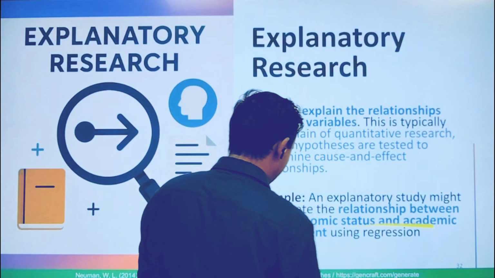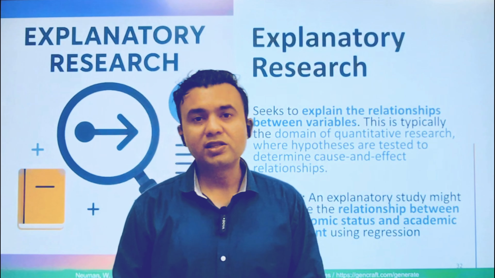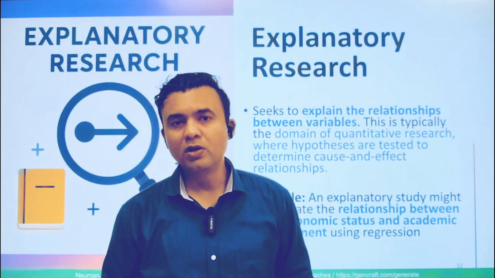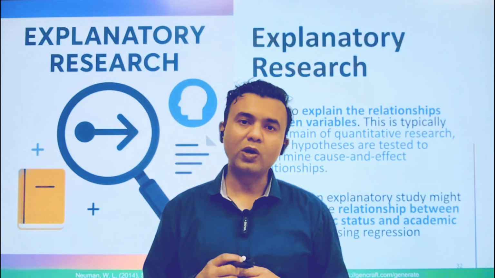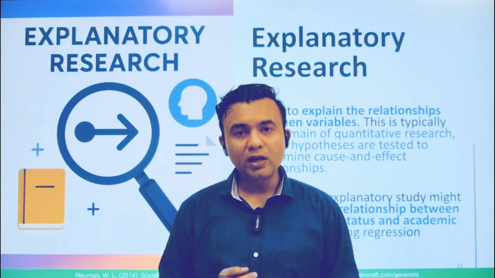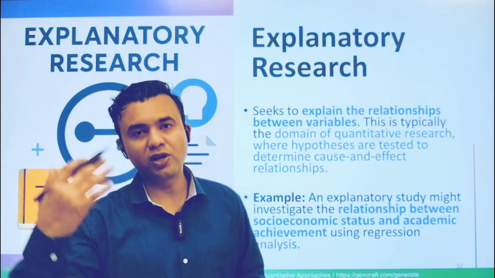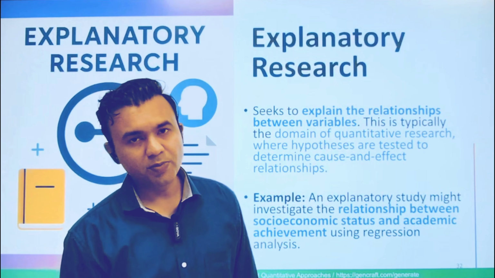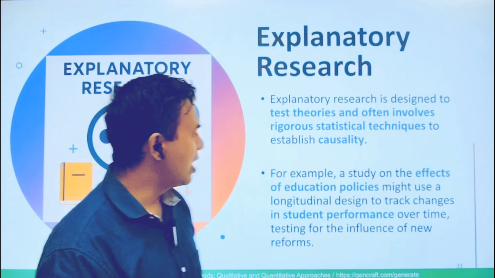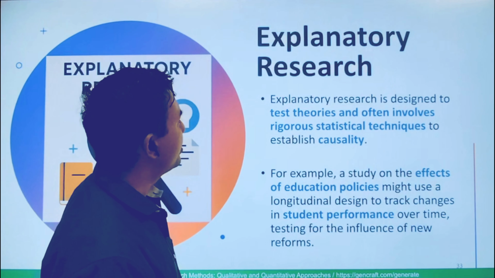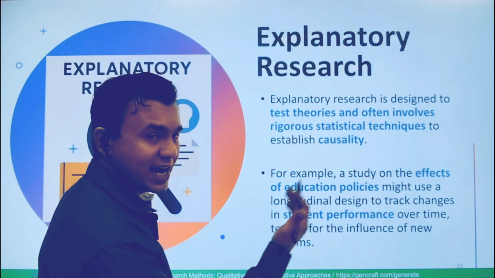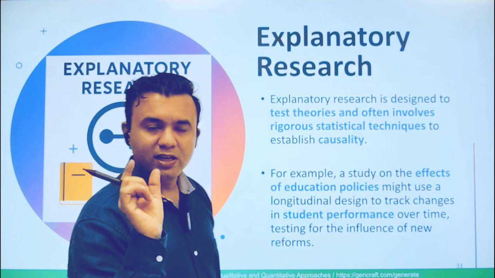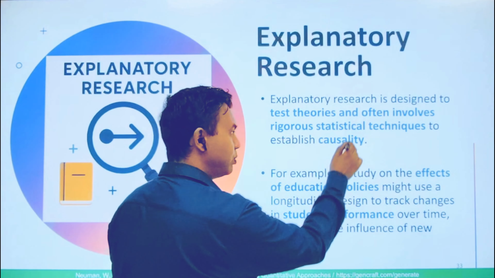For example, explanatory research can be applied to understand the relationship between socio-economic status and academic achievement, right? So let's say a person having more degrees, naturally his economic status would be decent compared to a person who is uneducated or has fewer degrees, correct? So the level of education is also important, because based on that, the economic status of the person can come out. Explanatory research is generally designed to test theories and often involves statistical techniques to understand the numbers, draw the patterns, and explain the causality.